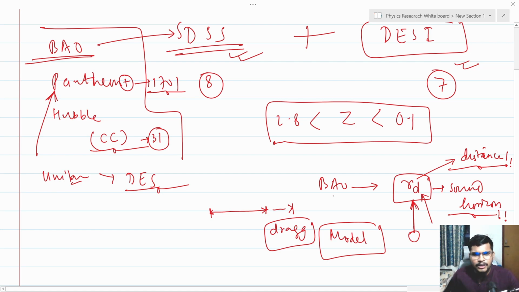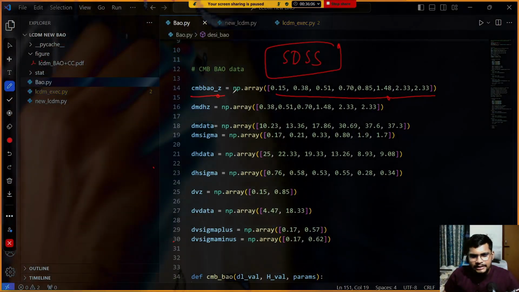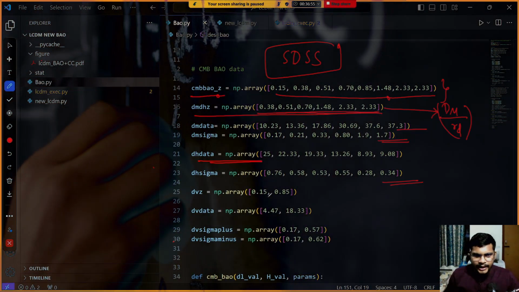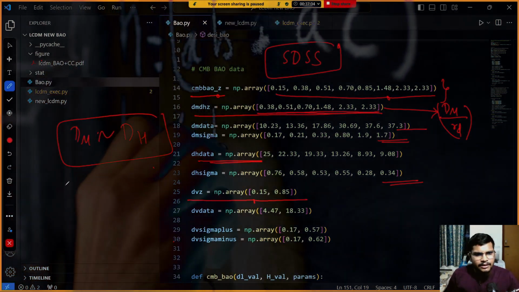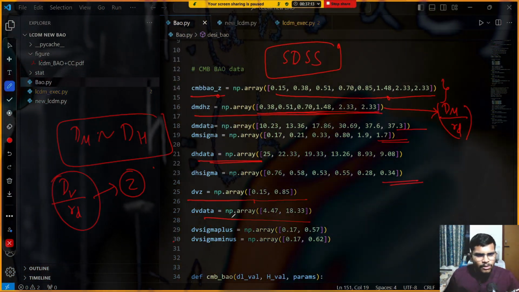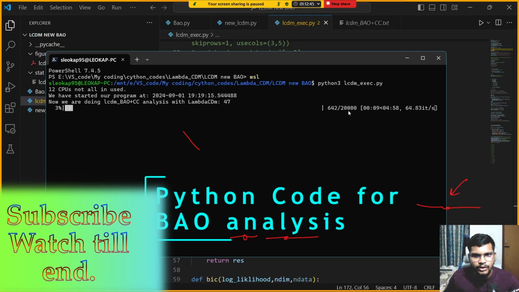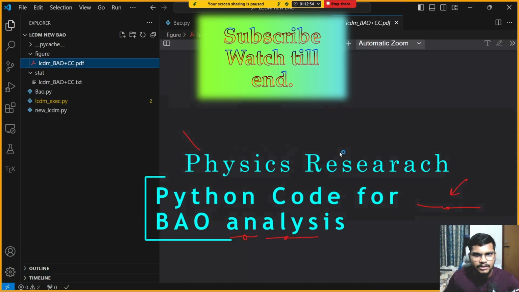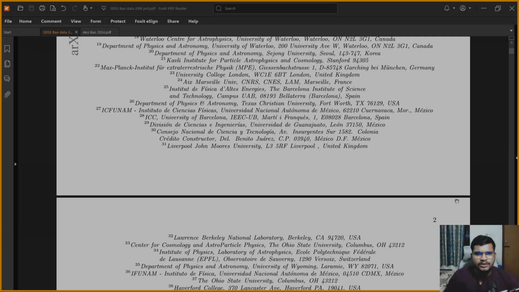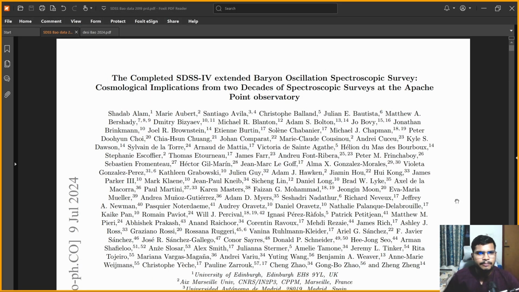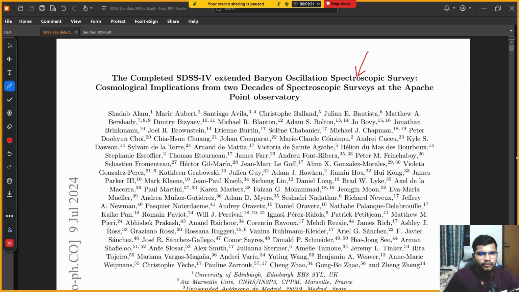So first of all, I'm going to tell you the sources where you can obtain the BAO data. Here, first I'm going to show you where we can find the BAO data. This is the paper corresponding to the SDSS survey of BAO. BAO stands for Baryon Acoustic Oscillations survey.